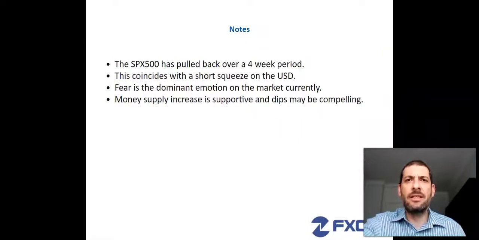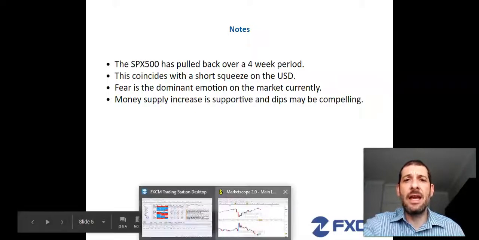Now, today's snapshot ties in very neatly with yesterday's snapshot, except today we're focusing more on the S&P 500. We note that it has pulled back over the last 4-week period, which coincides with a short squeeze on the US dollar. Fear is the dominant emotion on the market currently. However, as we pointed out yesterday, money supply is increasing, and this is generally supportive of the risk markets, so dips may be compelling. Let's just take a look at our chart.